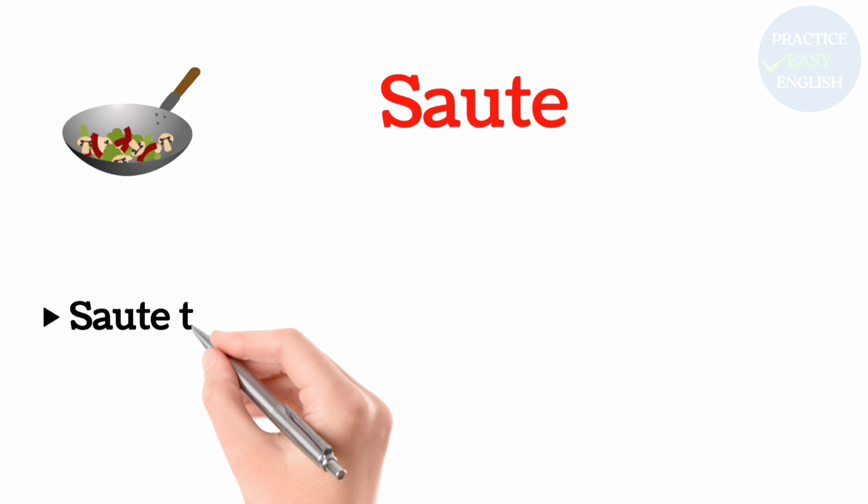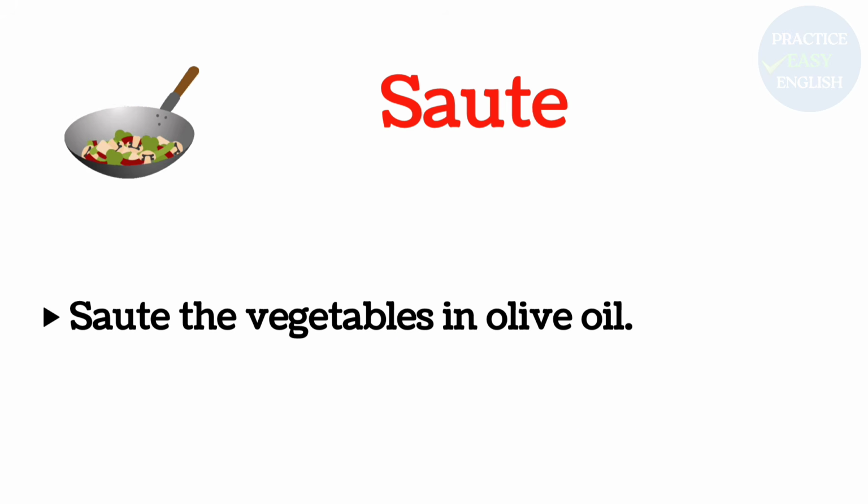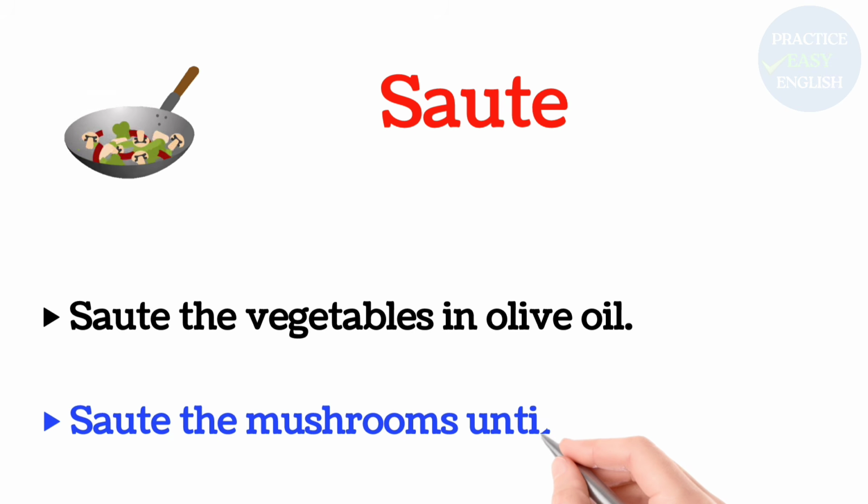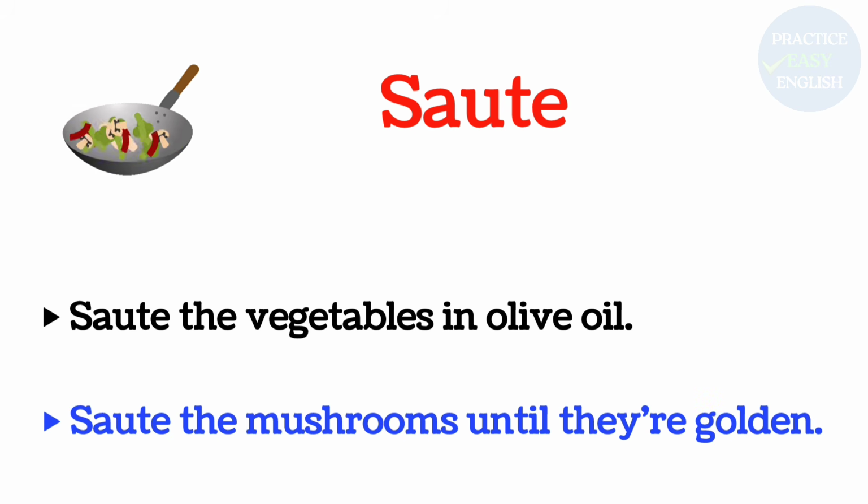Sauté. Sauté the vegetables in olive oil. Sauté the mushrooms until they're golden.